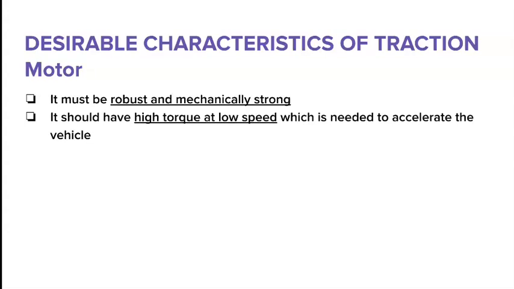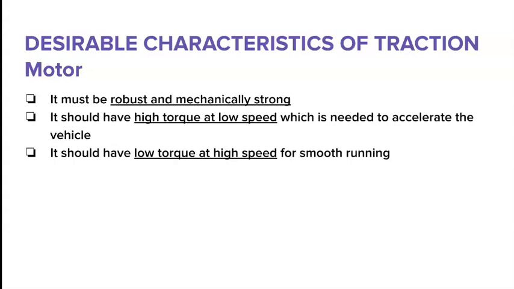That means it should have high torque at low speed which is needed to accelerate the vehicle. In other words, it should have a very high starting torque. Next, it should have low torque at high speed for smooth running. Next, it should be able to run at variable speed. That means a traction motor should be a variable speed motor.